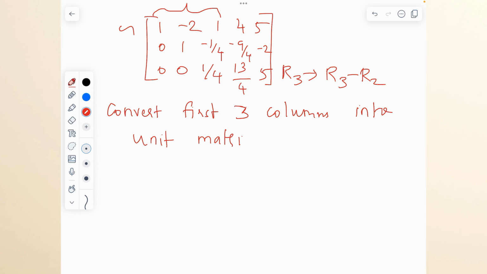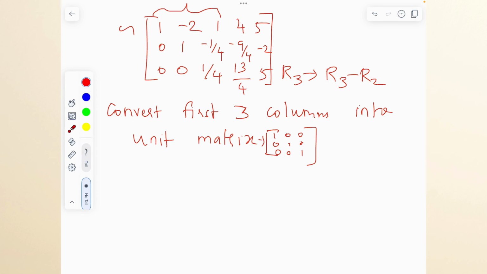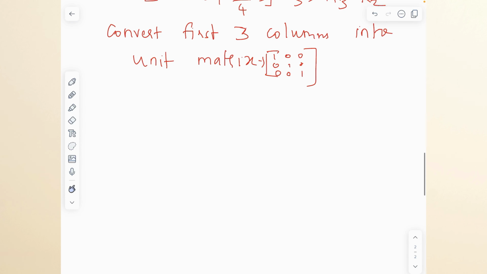You may be wondering what a unit matrix is. It is nothing but this type: 1 0 0, 0 1 0, and 0 0 1. So this is a unit matrix. The first 3 columns alone you are going to convert into this type. That's all. No worries. Now to convert into a unit matrix, what we can do?